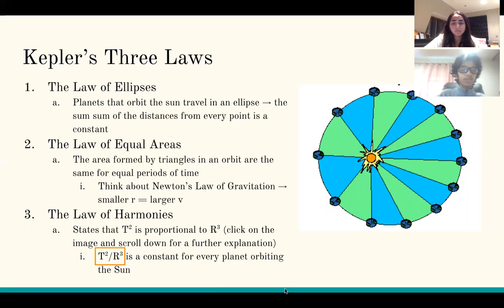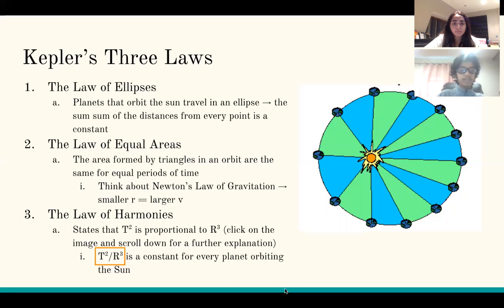The first one is the law of ellipses. This is that planets that orbit the sun travel in an ellipse. The sum of the distances from every point is a constant. Basically what this is saying is that Earth does not travel around the sun in a circle, and neither does Mars, and that's basically the law of ellipses.